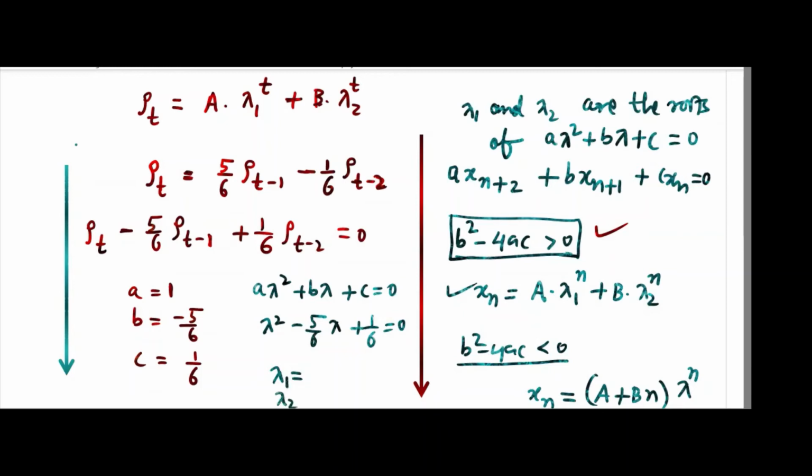So if you solve and find two values of lambda, then you can put here lambda 1 and lambda 2. The only constants you see, A and B, these will remain. Lambda 1, lambda 2 you can substitute from here. Lambda 1 is, I think, 1 upon 6, and lambda 2 is 1 upon 6. You put here and check.